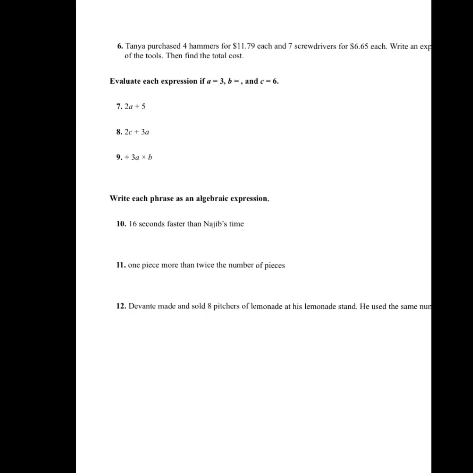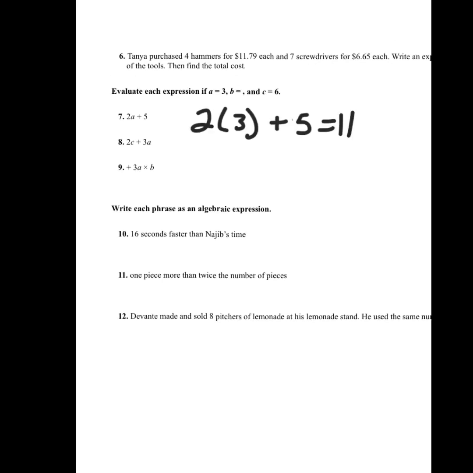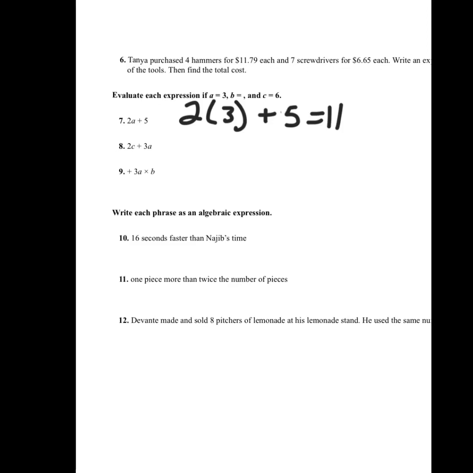For these problems, you're just substituting in the number for the variable. And if there's no space between those, it means multiplication. For the second one, 2 times c plus 3 times a, you just substitute in the numbers. So you get 2 times 6 plus 3 times 3. Order of operations, it's 12 plus 9, which is 21.